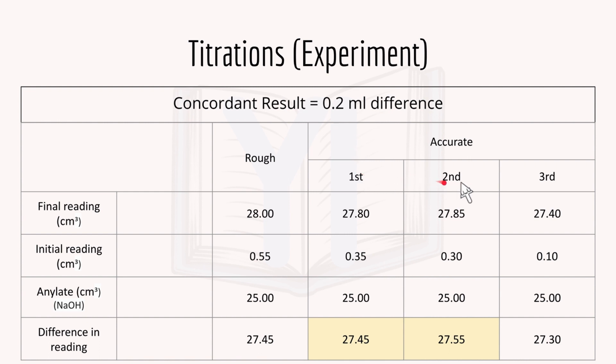So for the first, second, and third experiment, you can see that the first and the second are within 0.2 milliliters difference. Like there's only 0.1. So these two are concordant results. And you can see 27.3 is not within 0.2 of 27.55. But you can either use these two results or this and this because these two are in range.